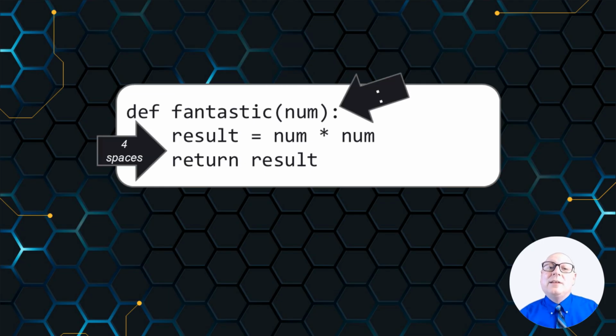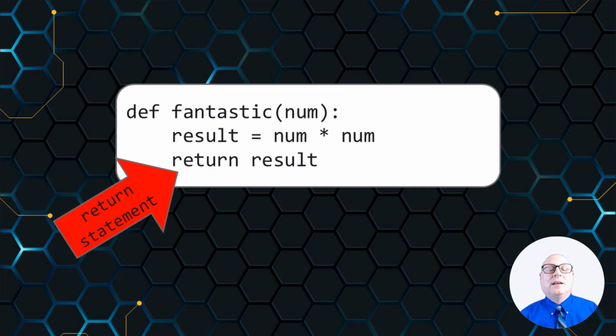Some important Python syntax includes adding a colon to the end of the function signature, or first line of code in a function. When you do that in most IDEs like PyCharm, it will automatically indent your next line of code. Finally, we end the function with the return statement.